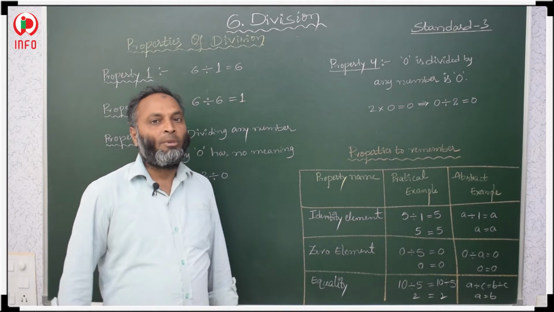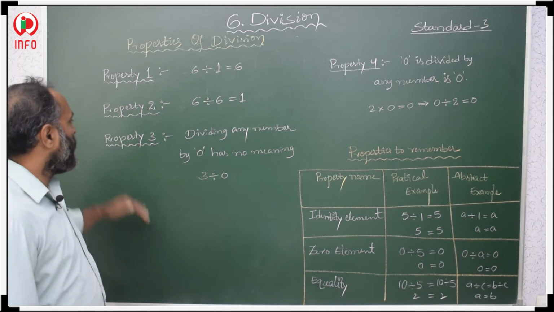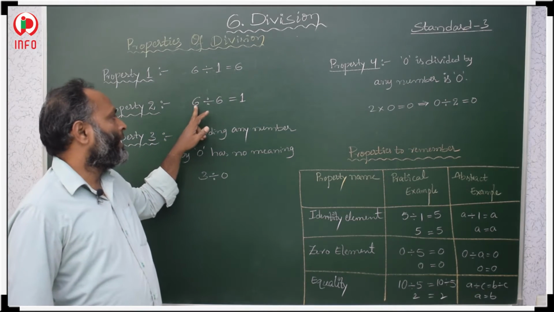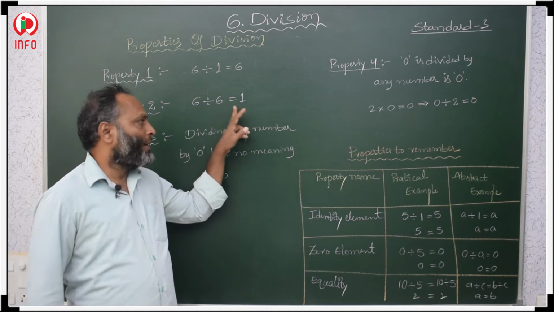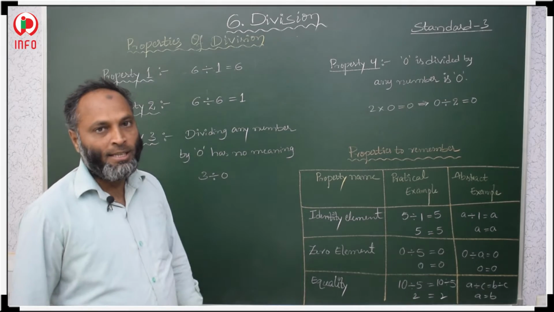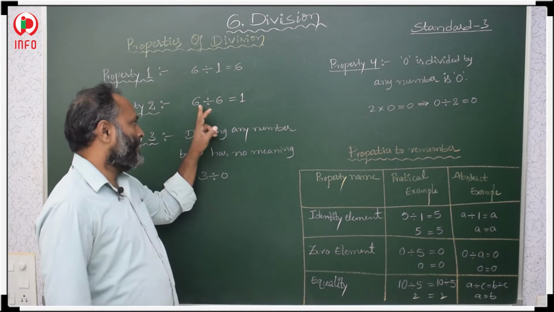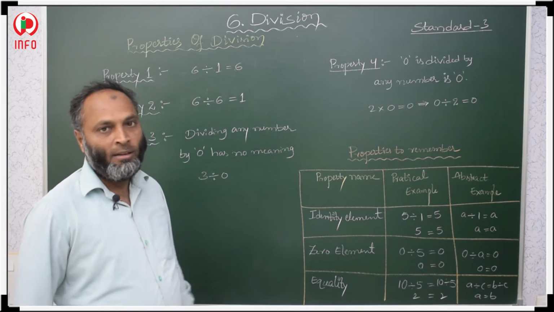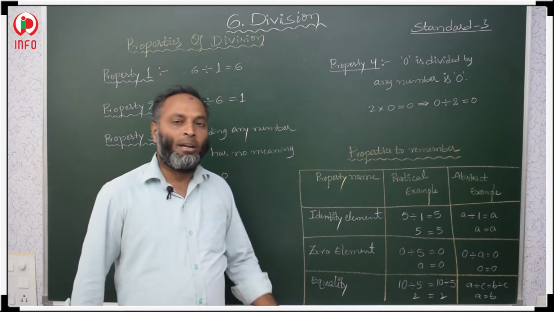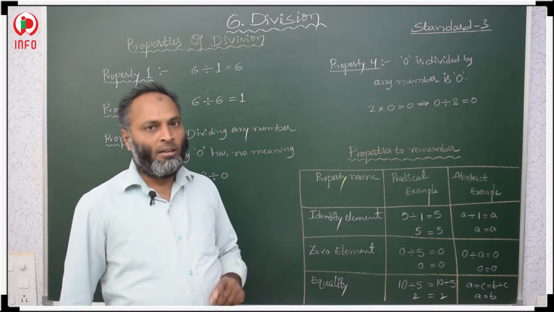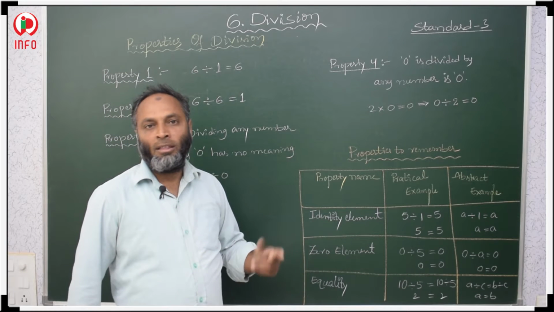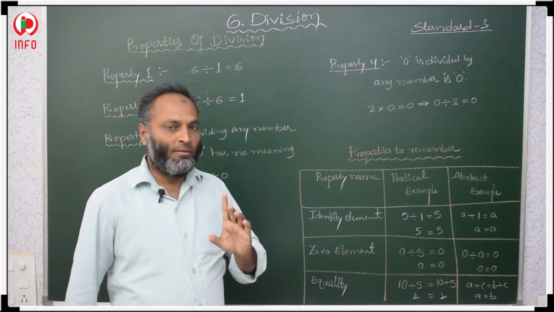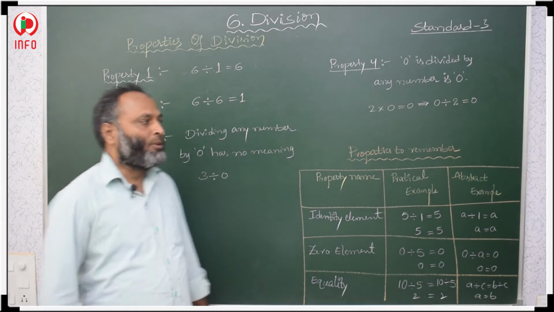Then the second property in division: if any number is divided by itself, the answer is always 1. Here 6 divided by itself, 6 divided by 6, the answer is 1. In the same way, 10 divided by 10, the quotient is 1. 100 divided by 100, the quotient is 1. 99 divided by 99, the quotient is 1. This is our second property.